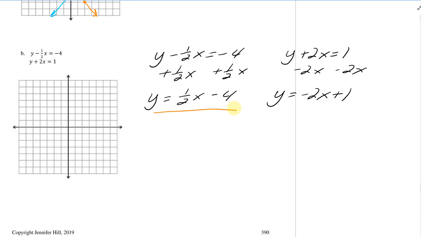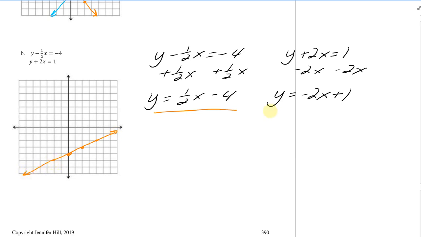So I'm going to graph this first one in orange. Now I'm going to go down 1, 2, 3, 4. There's my first point. I go up 1 over 2. I'll just do this a few times to make sure I've got a bunch of points. Okay, so there's my line.